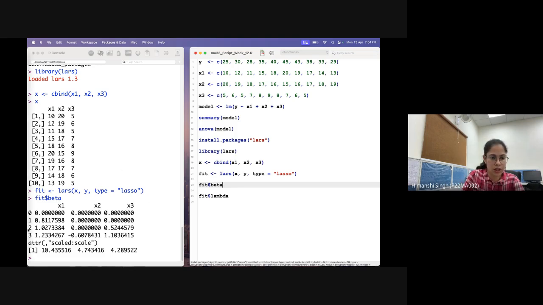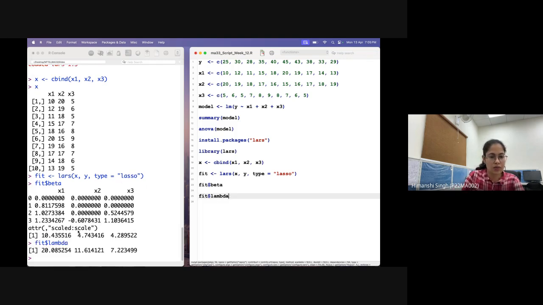So this is the first row, second row, third row. These are basically the coefficients. In the first one, we do not yet know which lambdas are considered. So let us first see what fit dollar lambda will give us. These are the values of the lambda.